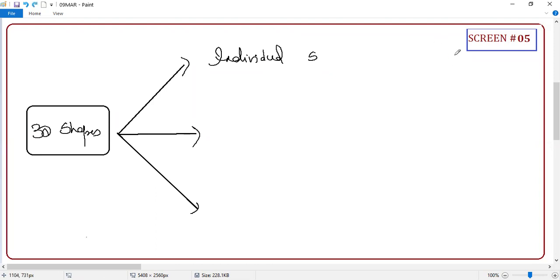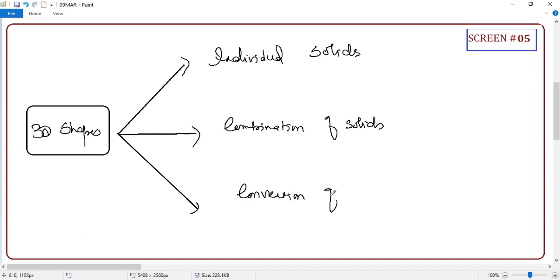I can say simply individual shapes, individual solids. Then combination of solids. Then you are going to learn conversion of solids. Guys, you are going to learn 3 different things. And this you already learned in 9th standard.